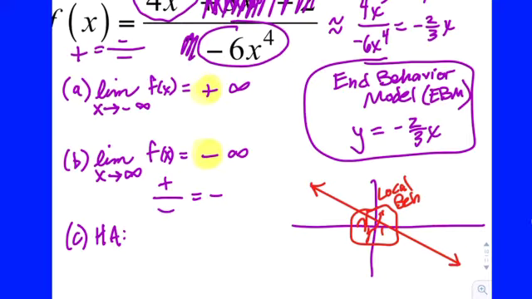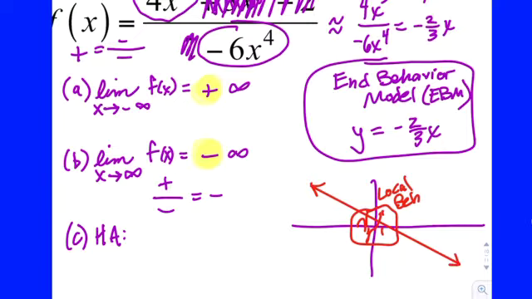So now you can answer the question a little bit faster. What happens to f as we go out to the left? Well, look at the end behavior model. As you go out to the left, it's going where? Up to infinity. And what is f doing as we go out to the right? Well, look at the line, y equals negative 2/3 x. It's going down to negative infinity, which is the answer. So it's almost a faster way to get the correct sign of infinity.